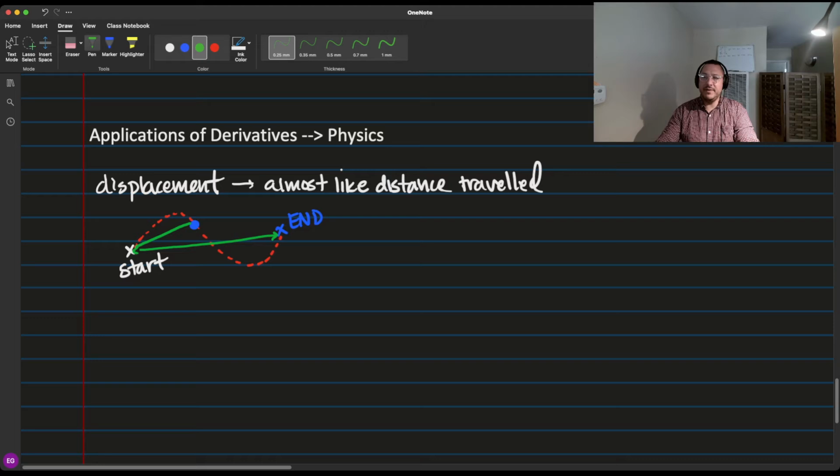Okay, so if this is time 1 right here, this would be the displacement at time 1. If this is time 2 right here, this would be the displacement at time 2. Alright, so do you see how you're just measuring how far have I traveled away from my starting point? So displacement is basically like distance traveled.